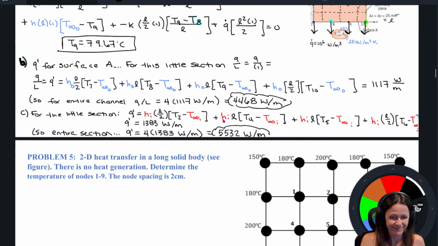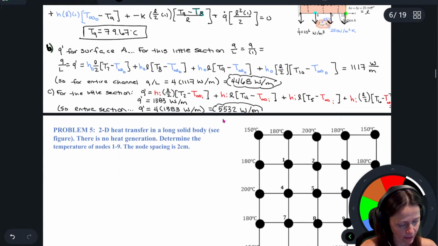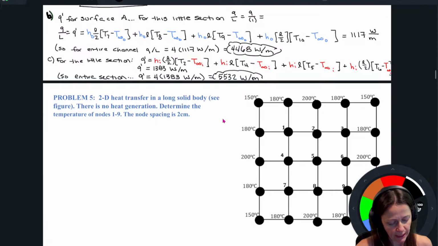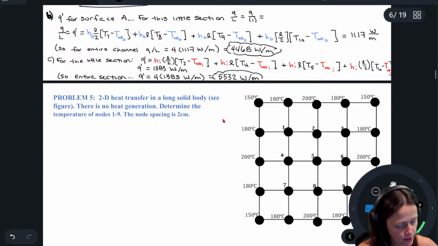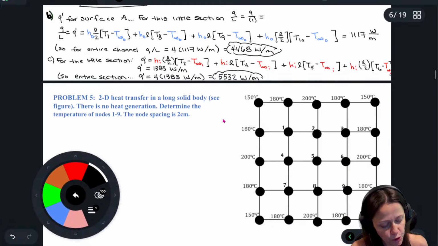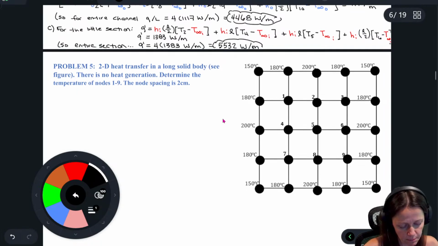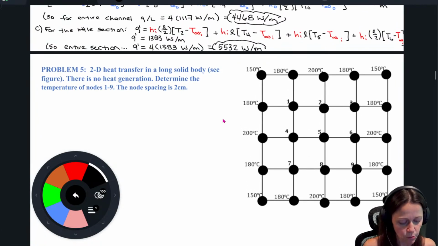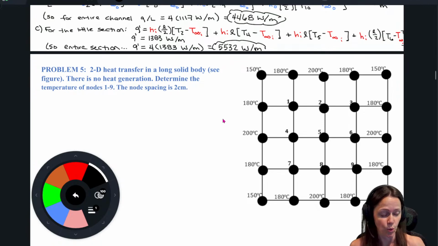All right. One more. This one's relatively simple. And it's the last one. All right. So problem 5. We have two-dimensional heat transfer in a long solid body. There's no heat generation. We want to find the temperature of nodes 1 through 9. And then we've got the node spacing, L, is 2 centimeters. So it's the same in the X and the Y direction.